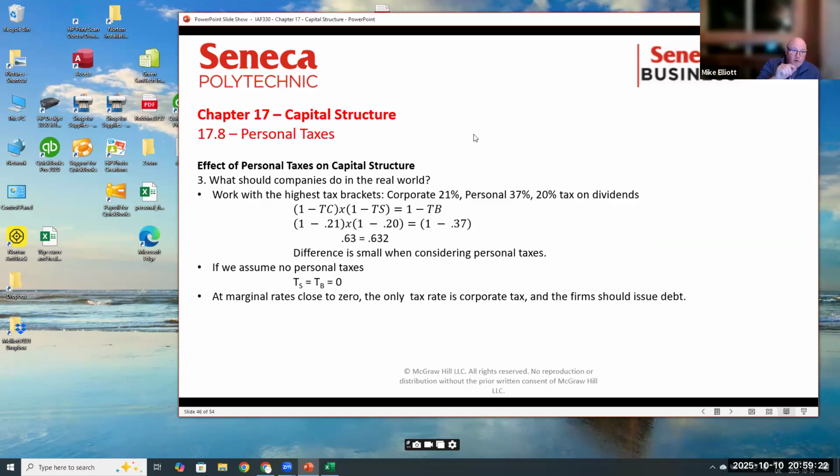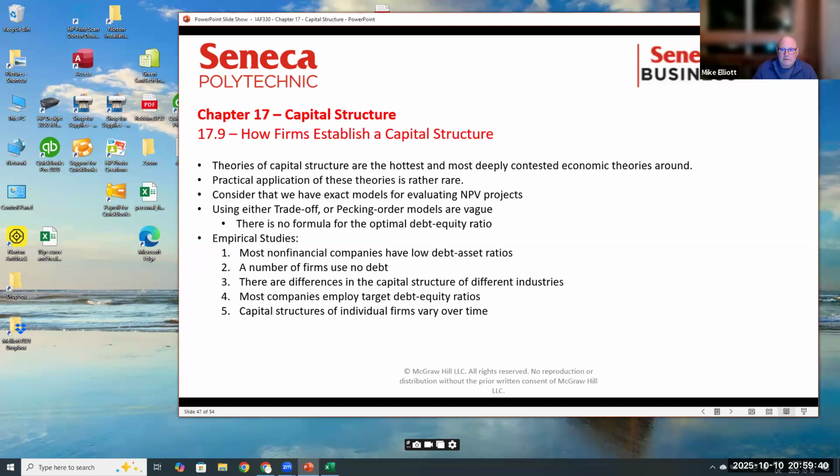If we were to assume no personal taxes, and at marginal rates close to 0, with only corporate tax coming into play, firms should issue 100% debt. Personal taxes will never be at 0, so it doesn't matter. So how do we establish a capital structure?